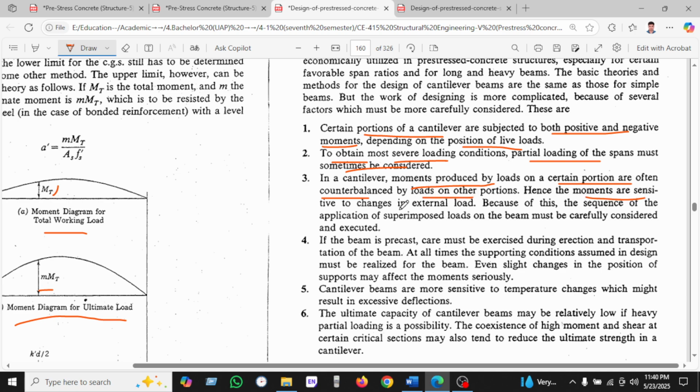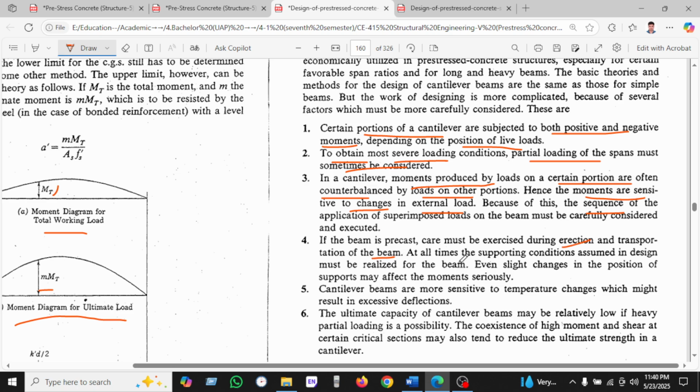Hence the moment is sensitive to changes in the external load. Because of this, the sequence of application of the superimposed load and the beam must be carefully considered and executed. And number four, if the beam is precast, care must be exercised during erection and transportation of the beam.